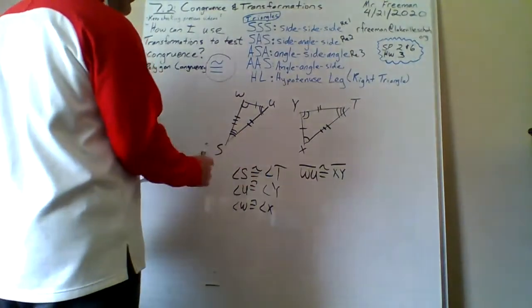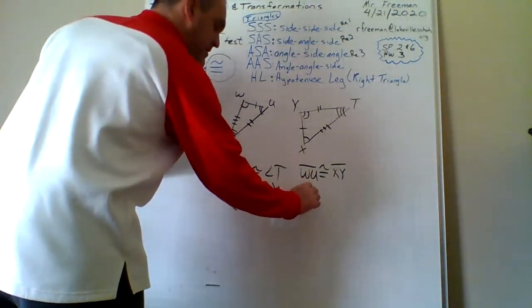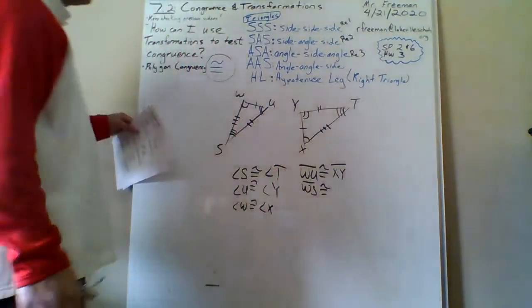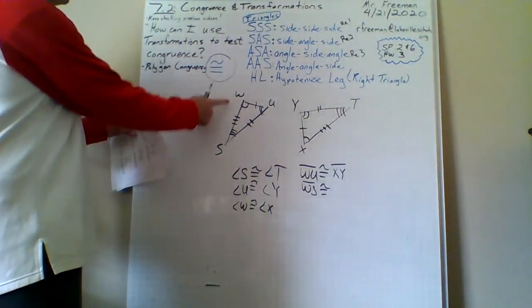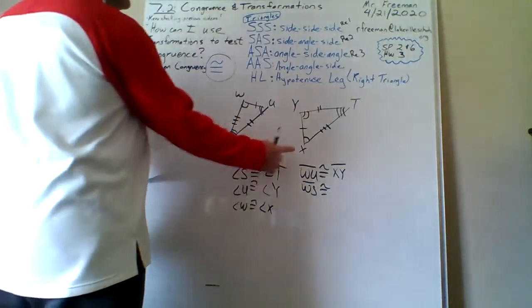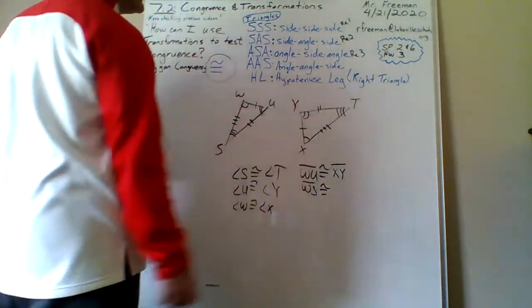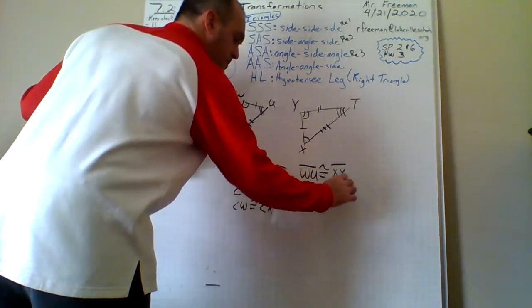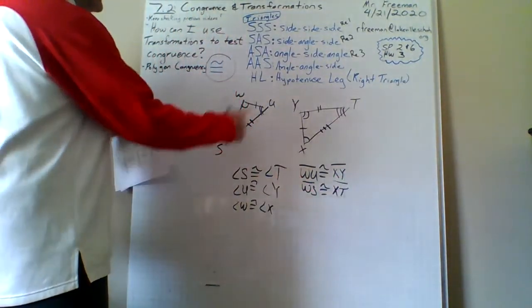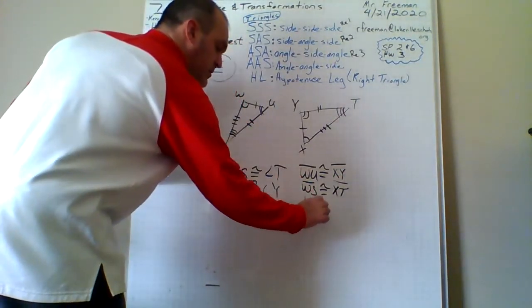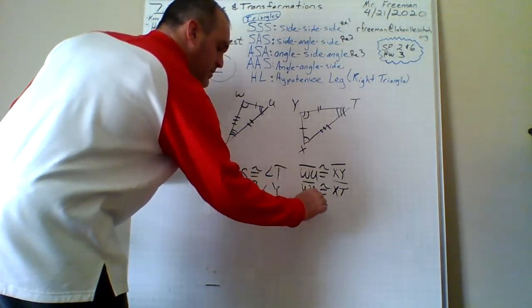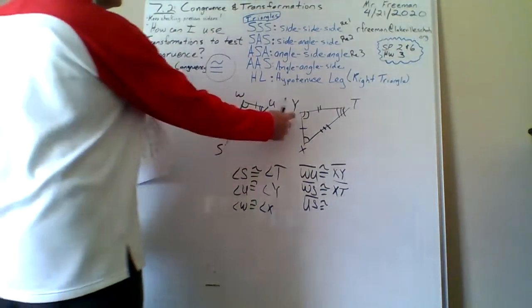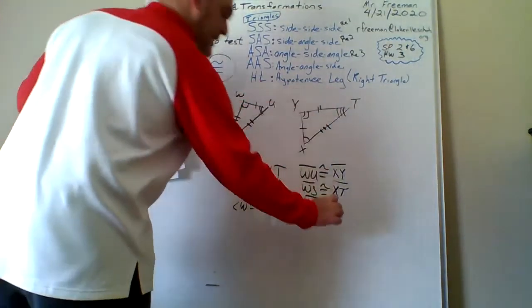If I wanted to go from, say, WS, that would have to be congruent to W was 1 notch, S was 3. X is 1 notch, T is 3. So I go XT. And if I wanted to say US, okay, US is from 2 notches to 3 notches. That would be this segment, YT.